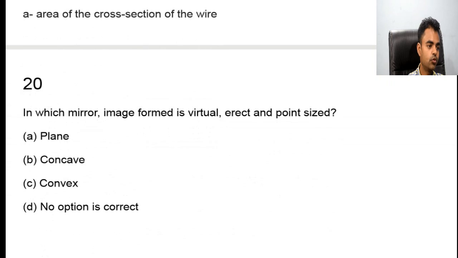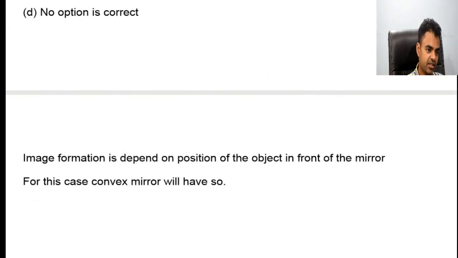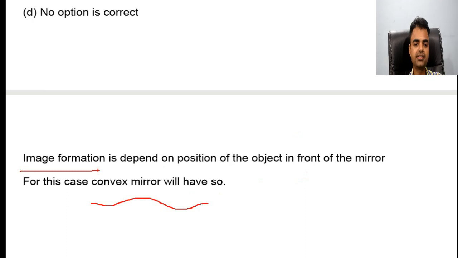Now let's come to question number 20. In which mirror is the image formed virtual, erect, point sized? The answer is convex mirror. In a concave mirror, we get real images too. It is also important to understand that image formation depends on where we put the object. There are many cases in convex mirrors as well as concave mirrors.